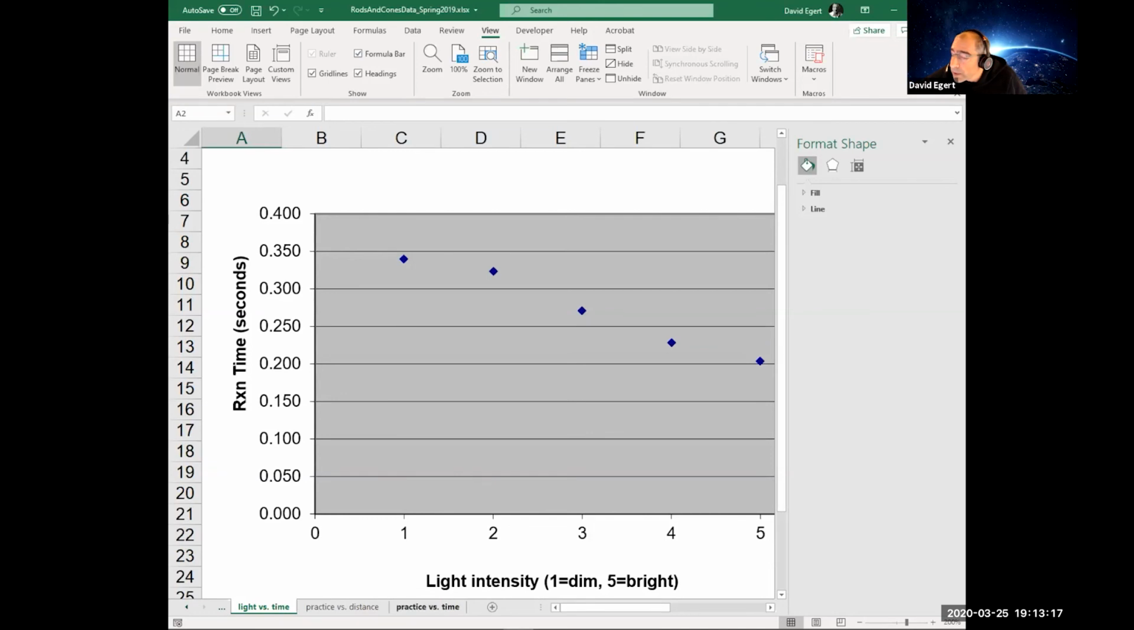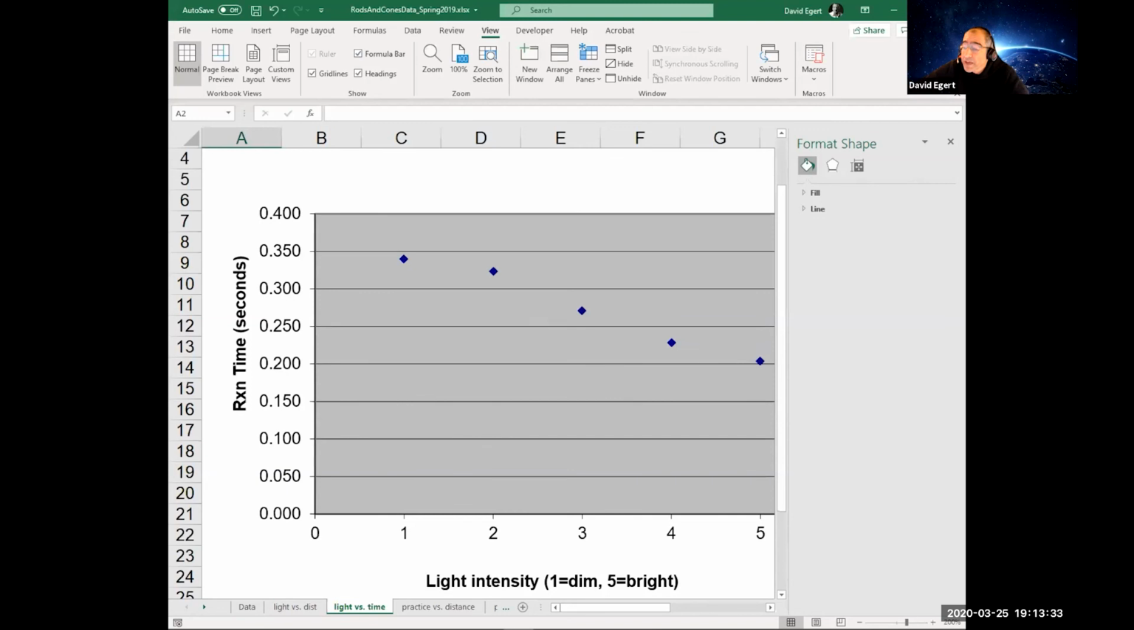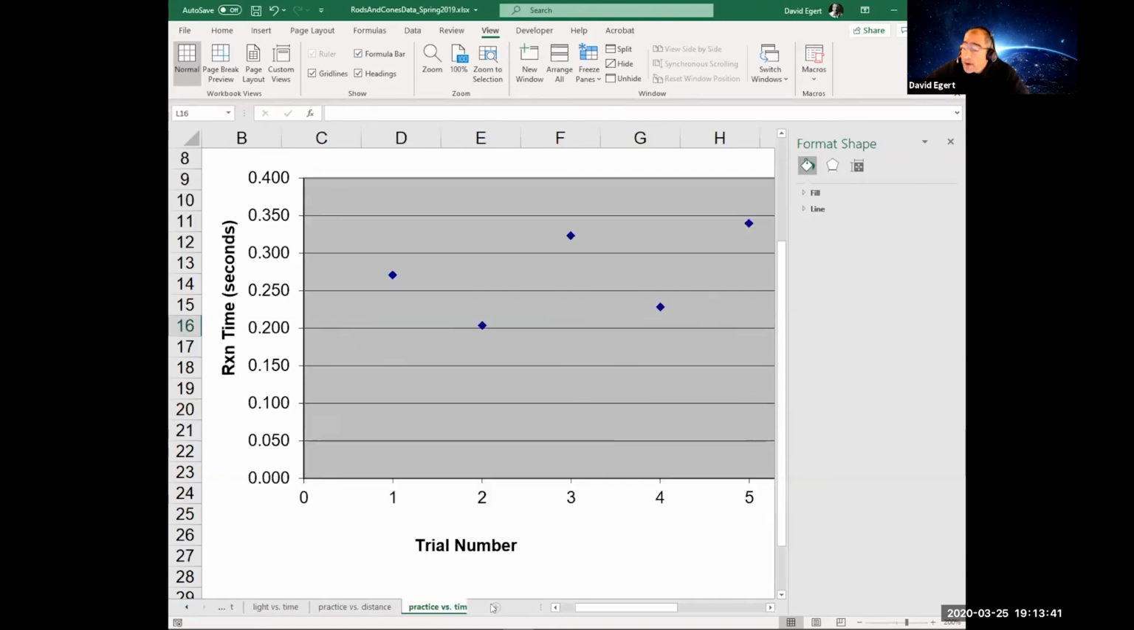Remember that the way I have designed these spreadsheets, where is it? Here we go. The first page has just the numbers, but then I have little tabs on the bottom. The ones that are probably most relevant for you are light versus time. You're going to want to print this out so you can include this as a figure to support your discussion. Practice versus time, you're going to need to print this one out as well and have this as part of your discussion.